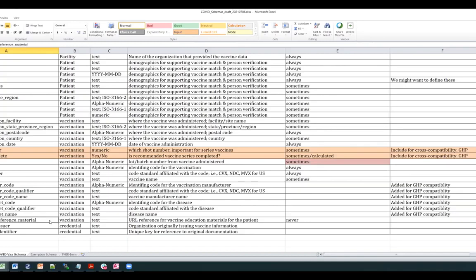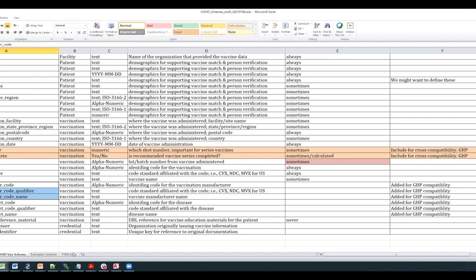Okay. I have another question, Keela. We have this pattern where we have a code, a code qualifier and a name. Is the intent that the code and code qualifier are authoritative and that the name is there for convenience? That would be my hope, but the reality is that might not be the case.